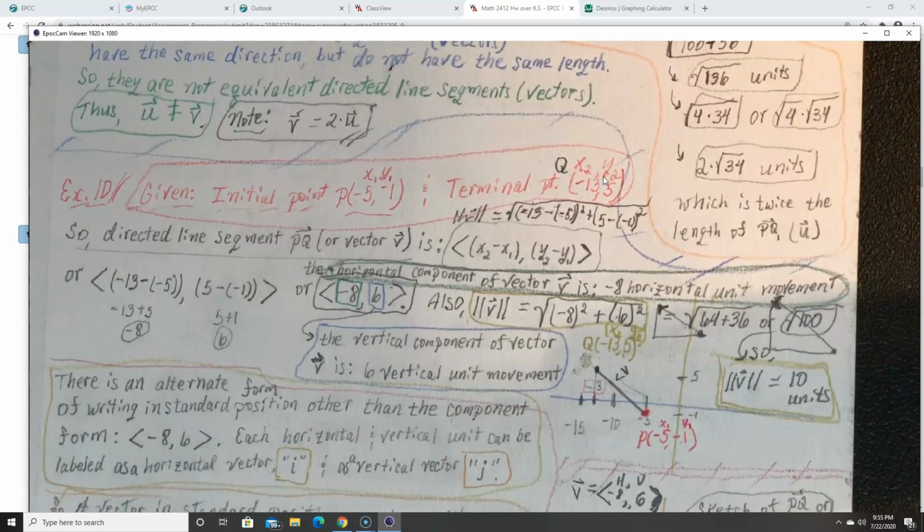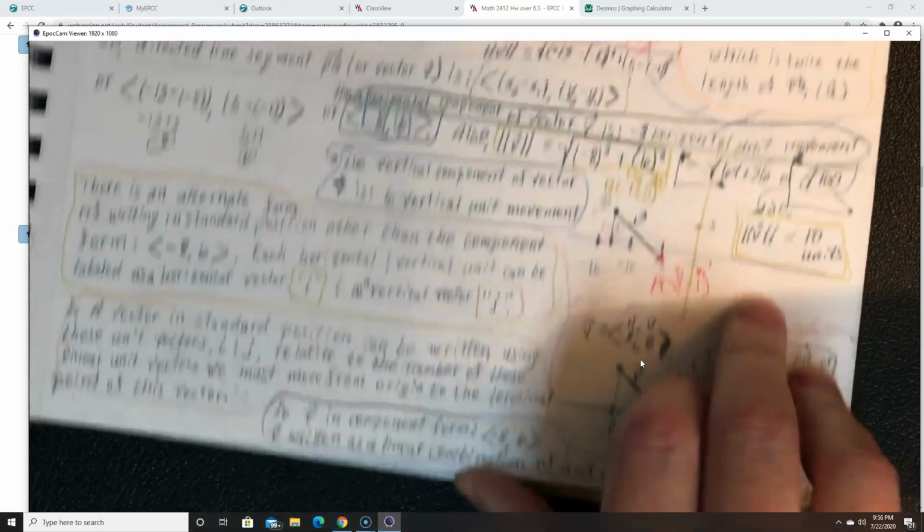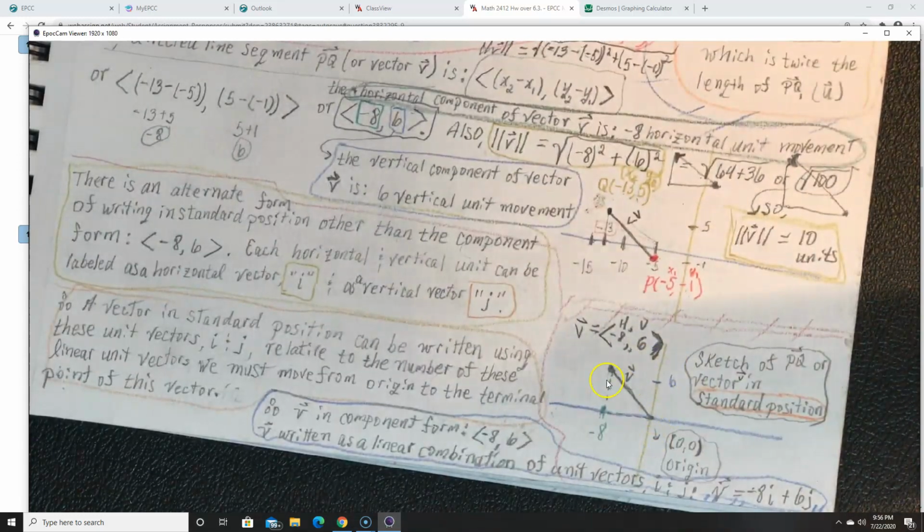More importantly, though, you also need to know that if we do move this and we write it in component form, then we are placing the initial point right here. And then 8 units to the left, up 6, and then you would draw it, which is what I've already said like 5 times at least, okay? Which is right here.